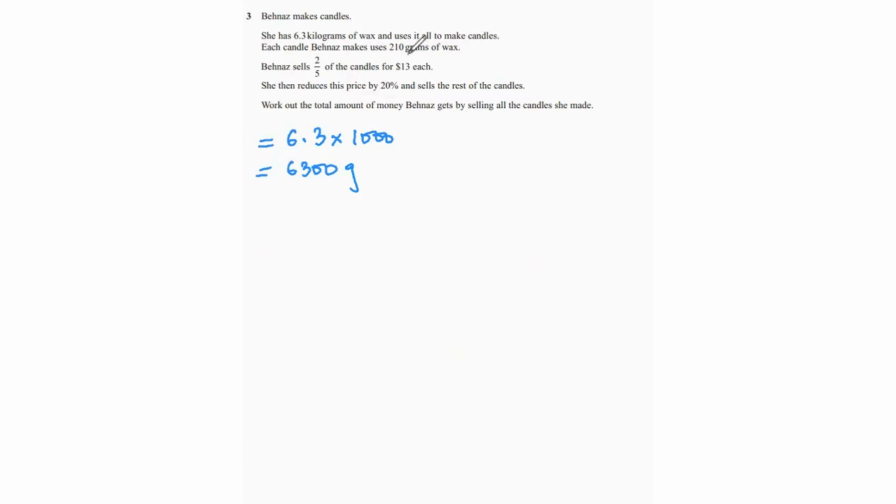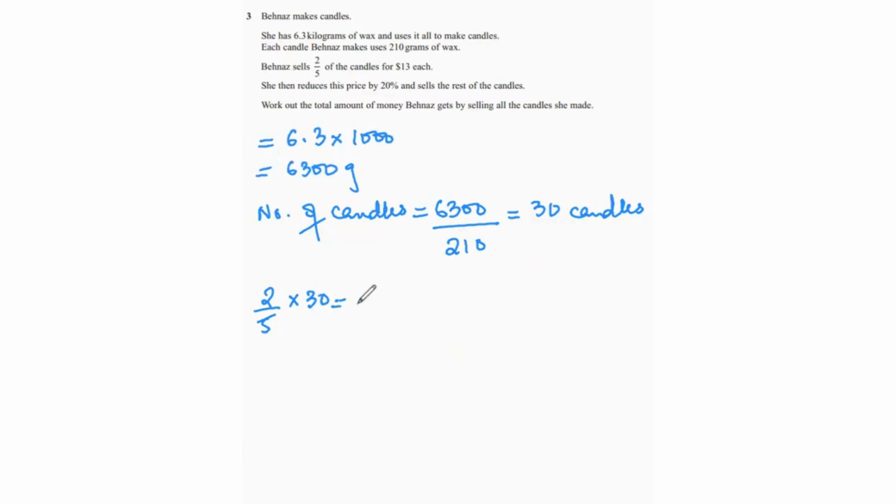Now, the weight of each candle is 210 grams. So for the number of candles, we divide the total weight of the wax used by the weight of each candle. So 6,300 divided by 210 is going to give us 30 candles. So she's made 30 candles in total. Now Bernaz sells 2/5 of the candles for $13 each. So first we find 2/5 of our candles. That's going to be 12. These 12 candles are sold for $13 each.